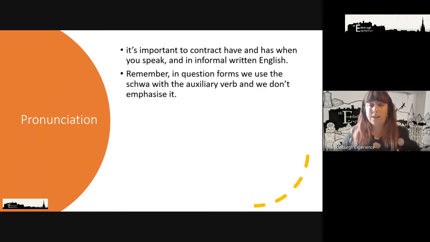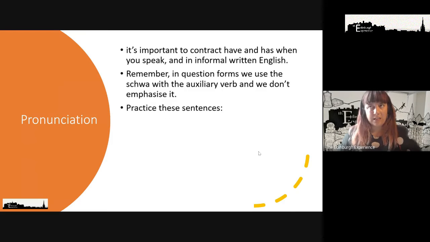So remember, when we're making question forms, that auxiliary verb like have here, like have you been to Spain? Yeah, we use that schwa, the weak vowel sound in English. Okay, we don't emphasize it. So it's not have you been to Spain, it's have you. Have you been to Spain?